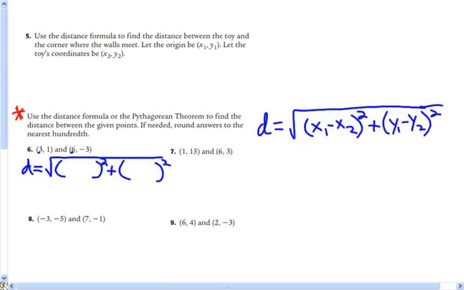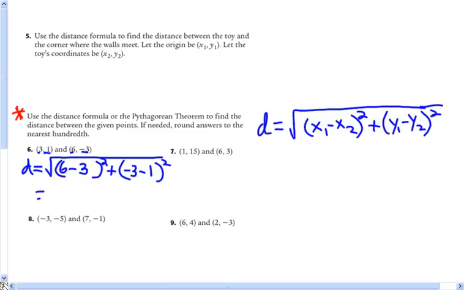Now, it doesn't really matter which way you subtract them. If you subtract 3 minus 6, you get negative 3. When you square that, you get positive 9. Or you can do 6 minus 3, and that's positive 3. And when you square that, you get positive 9. So it doesn't really matter. And now I'm going to subtract my other two coordinates. I can either do 1 minus negative 3 or negative 3 minus 1, however you want to look at that. Doesn't really matter.